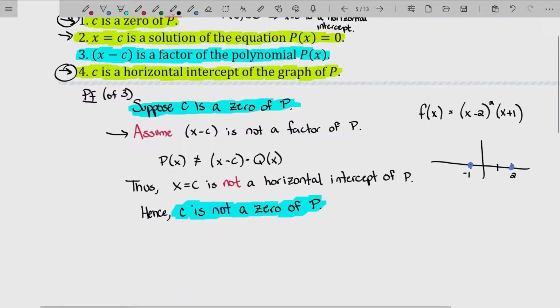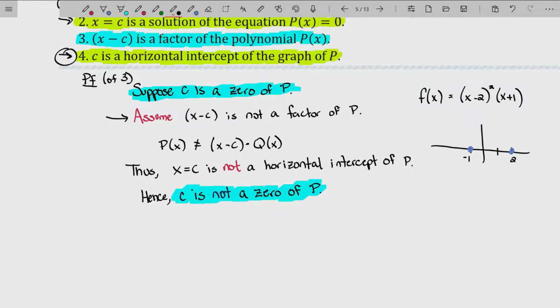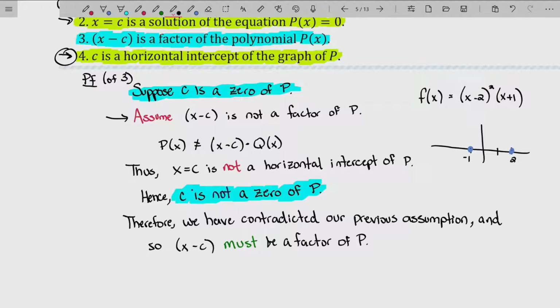And I don't know what's going on with my screen over there. Sorry about that. So let's go ahead and just say thus. I'll say therefore. Since I've already said thus, this is how proofs go, right? Hence, thus, therefore, additionally, moreover. Therefore, we have contradicted our previous assumption, and so x minus c must be a factor of p. Proof is done, QED. Remember, that means quod erat demonstratum, which is Latin for so it has been shown, or so it has been demonstrated. Anyhow, so that's the proof of that.